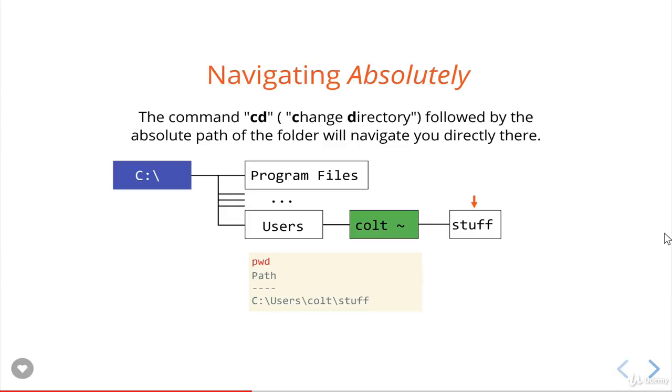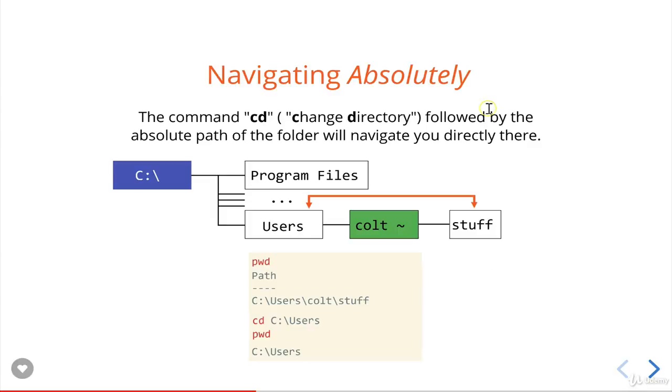Anyway, I type pwd, I get proof that I am indeed in the stuff directory. And if I typed cd and then \users, that would take me all the way back, change directory, into this directory. So that moves me here. And to verify, I could type pwd again, and I see the path has changed. I'm now in users. I'm no longer in stuff. And that's one way of using cd.